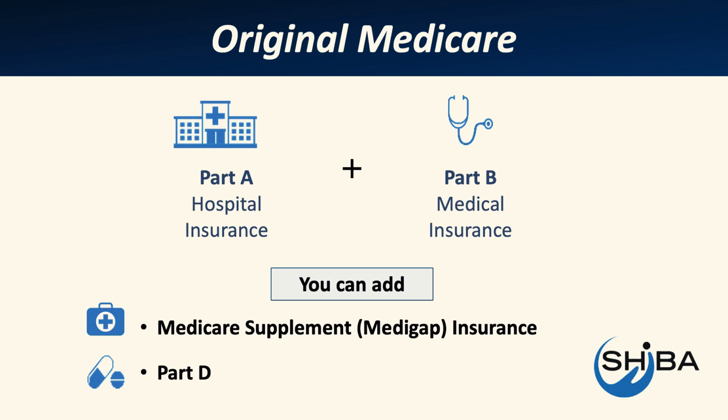With Original Medicare Parts A and B, you can choose to buy a supplement, also known as a Medigap policy, to help cover some costs not covered by Original Medicare. You must have both Parts A and B to enroll in a supplement policy. You can also choose to buy a Medicare prescription drug coverage, Part D, from a Medicare prescription drug plan. To buy a Part D plan, you can have Part A only, or Part B only, or both.